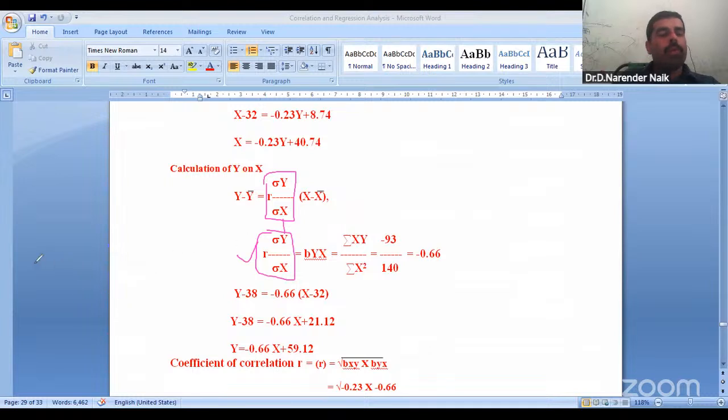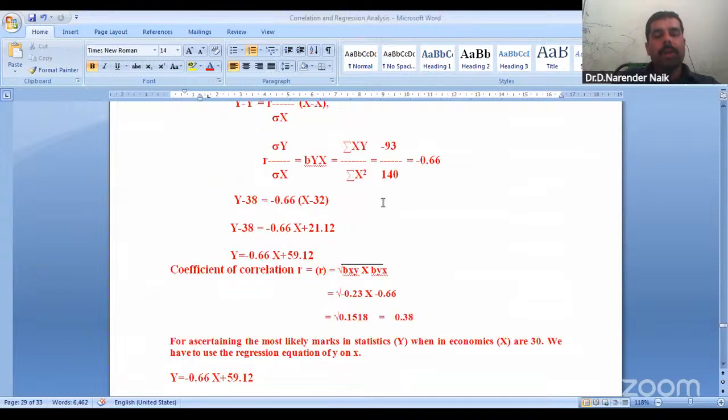Okay, so after getting all the values, y is equal to minus 0.66 x plus 59.12. Then coefficient of correlation r is equal to under root bxy into byx. Okay, so here bxy, how much did we get? Minus 0.23 into minus 0.66. So the final answer is 0.38.